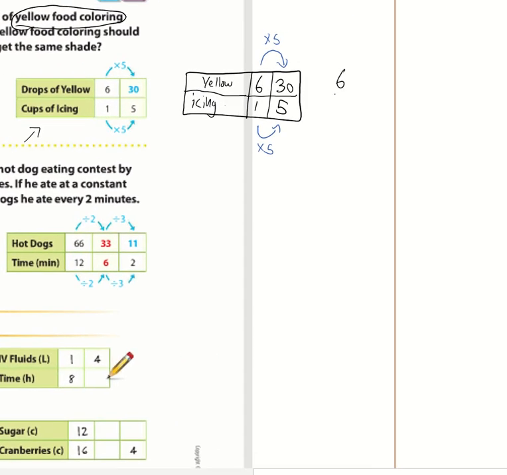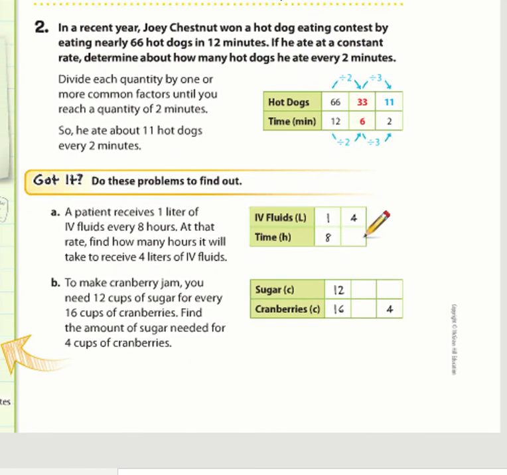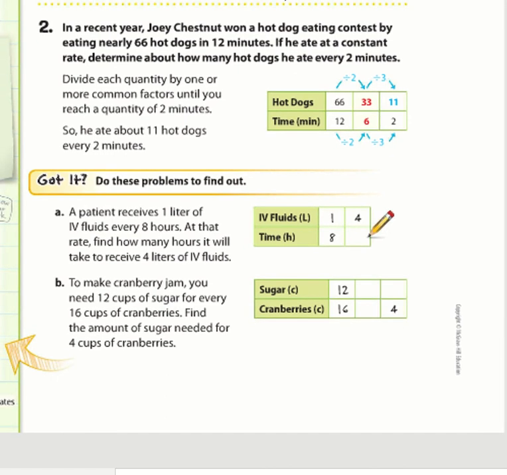And just to show these are equivalent, 6 to 1, if I have 30 to 5, if I divide them both by 5, I get a 6 to 1 ratio. So that shows that they're equivalent. So that's a one-step ratio table. I believe this next one is going to be a two-step.